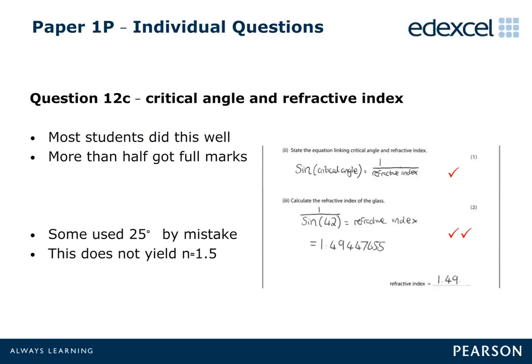Some confused the incident angle with the critical angle, calculated using sine of 25 degrees, and found a value of 2.3. Students should be aware of the context of their calculation. For most types of glass, refractive index is around 1.5. So, if a student gets a value for refractive index that is more than 2, or less than 1, it might be worth them rechecking their working.